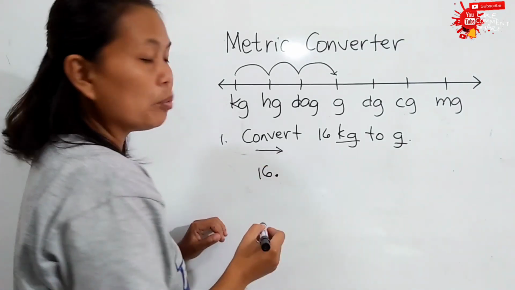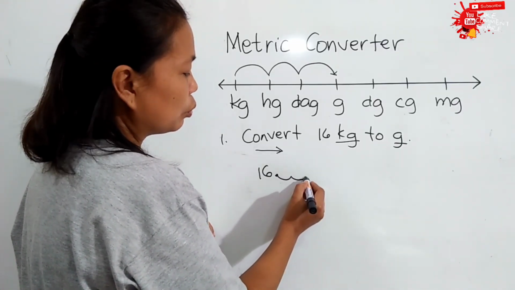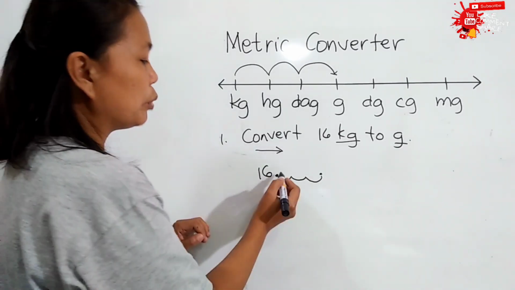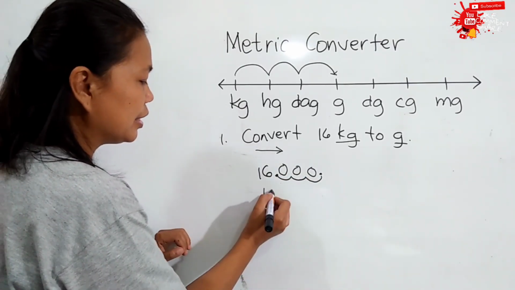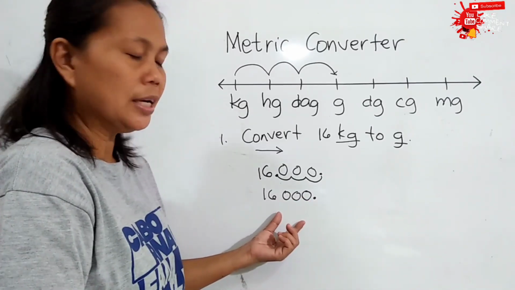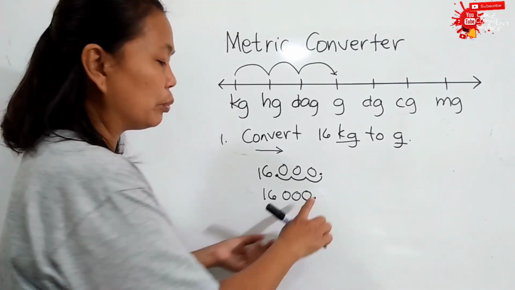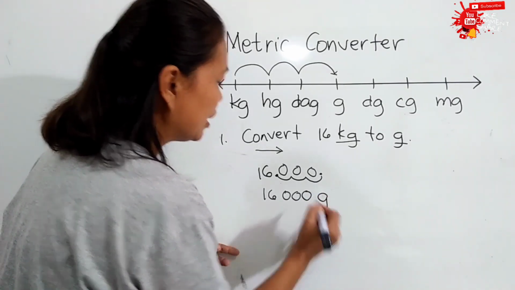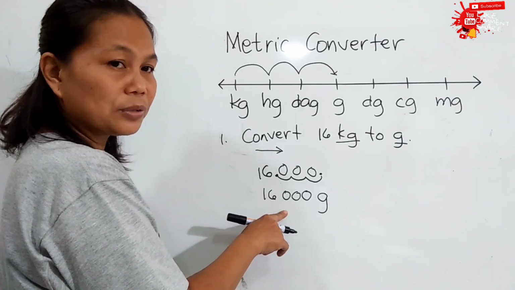The direction of the movement is to the right, and we have 3 spaces: 1, 2, 3. This will be the new location of the decimal point. Then we will add zeros to those spaces. So the answer will be 16,000. This will be the decimal point, but since 16,000 is a whole number, we can rewrite it without the decimal point. So we can erase the decimal point. The answer will be 16,000 grams. So 16 kilograms is equal to 16,000 grams.